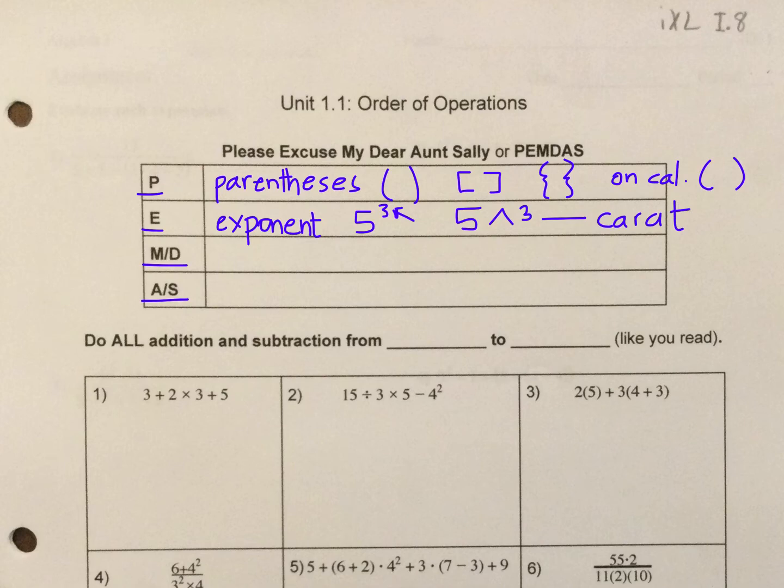M and D stand for multiply and divide. When we multiply in algebra, there are 3 ways we might see it. It might say 4 with a little times x, 2. You might see 4 with a dot in the middle. That means 4 times 2. Or you might see it with a 2 in parentheses, and that still means 4 times 2. They all mean multiply.